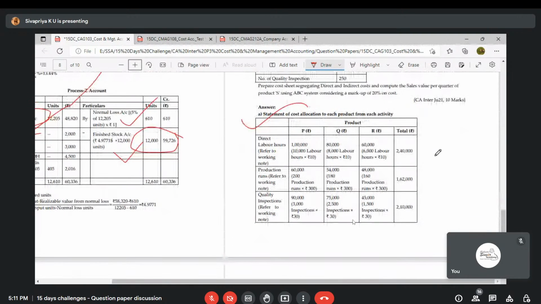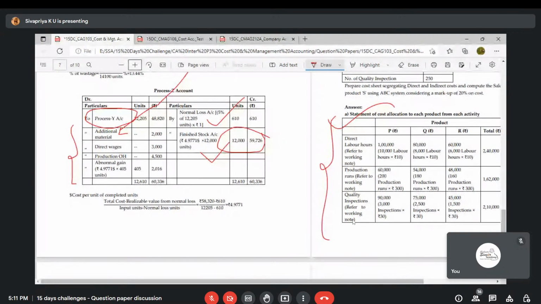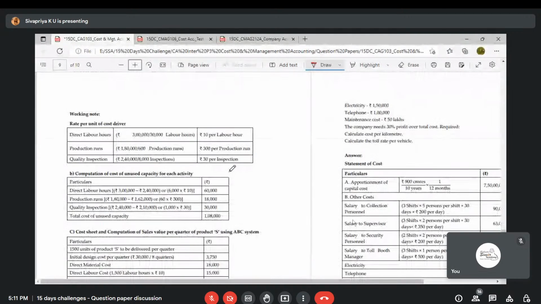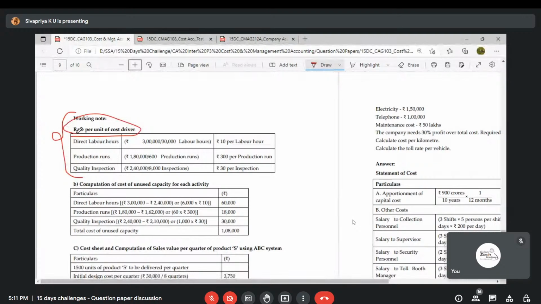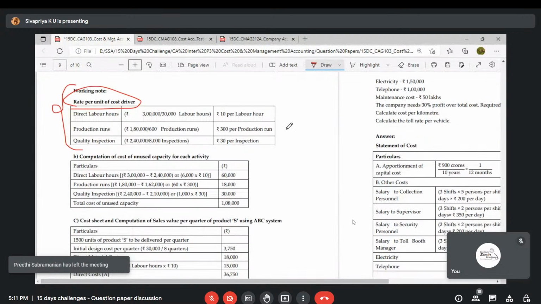This is the solution. On direct labor basis, production runs, quality inspection, we have calculated on all these bases. And we have to show the working notes, right? So this is the working notes for rate per unit of the cost driver. Then point B: the question is, you have to calculate the unused capacity for each activity. So you calculate unused capacity for each activity, and this is the total unused capacity.